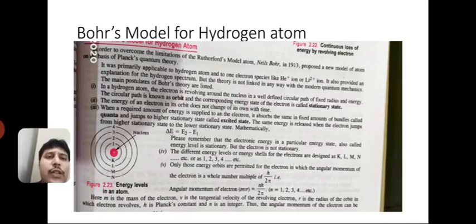the energy of an electron in its orbit does not change on its own with time. That means the energy of the electron in its orbit is fixed, right? It does not change. Now when the required amount of energy is supplied to an electron, it absorbs the same in fixed amount of bundles called quanta and jumps to a higher stationary state called the excited state. Suppose orbits 1, 2, 3, 4 are given, it is totally actually 7.